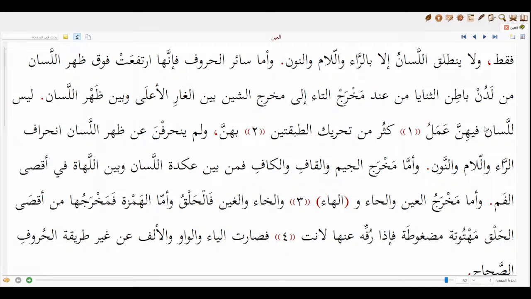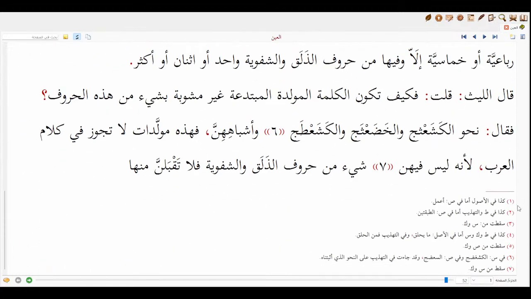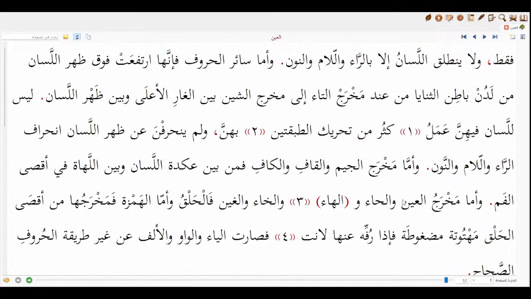ليس للسان فيهن عمل أكثر. So let's see what this is in another nuskha. Okay, similar. ليس للسان فيهن عمل أكثر من تحريك الطبقتين بهن ولم ينحرفن عن ظهر اللسان انحراف الراء واللام والنون.